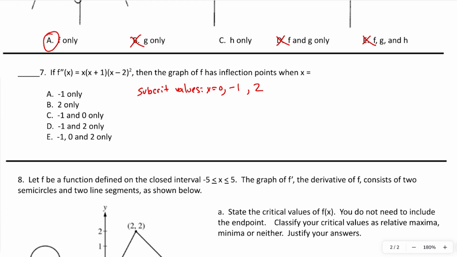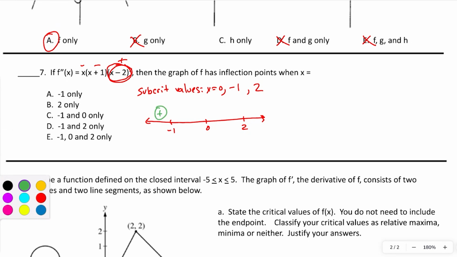So I'm going to create my sign chart here with -1, 0, and 2 on it. If I plug in a number like -10, I'm going to have a negative times a negative times a negative would be negative. Oh, wait, it's squared. Oh, so this thing's squared. This thing's always going to be positive. So I'm going to just ignore that. And actually, a negative times positive will be positive. I'm glad I caught that. So I'm actually going to ignore this squared one, because this thing's always going to be positive.